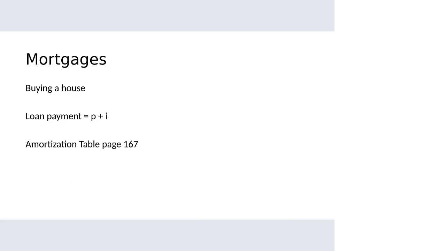Okay, now let's talk mortgages a little bit. When you take on a mortgage or you're buying a house, there's a loan payment that has to go to the bank to pay back the principal that you borrowed plus the interest that they're going to assess on that loan. So what you're paying back to the bank is principal plus interest. There are other components to a house payment that we're going to look at in a little while. But for right now, we are just looking at paying back to the bank the principal plus the interest on the loan. And in our book on page 167, you'll see an amortization table. It'll be important for solving questions in this section, and we're going to look at that right away to see how that table works.